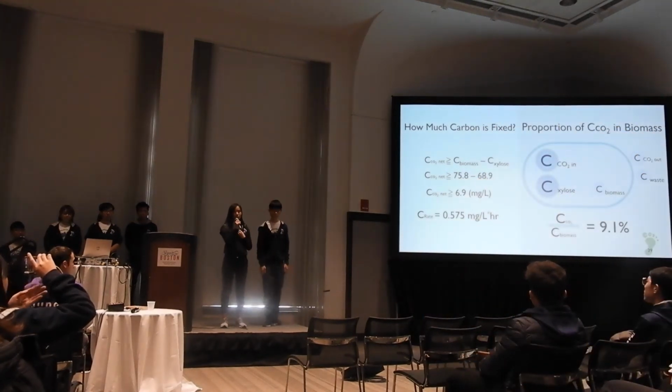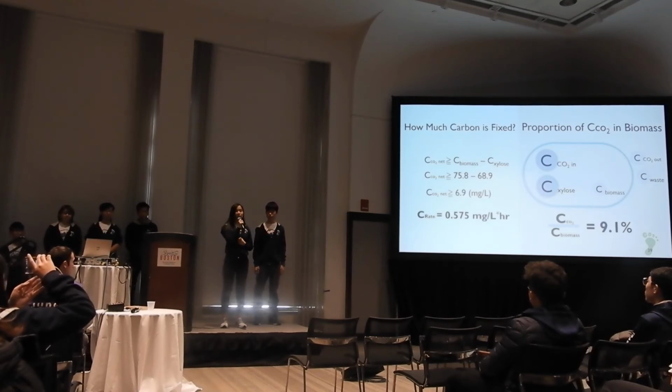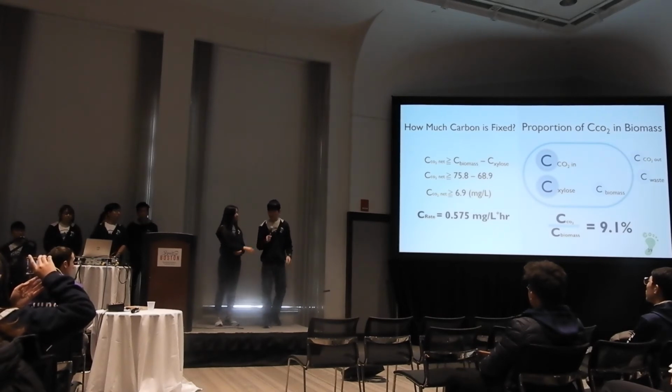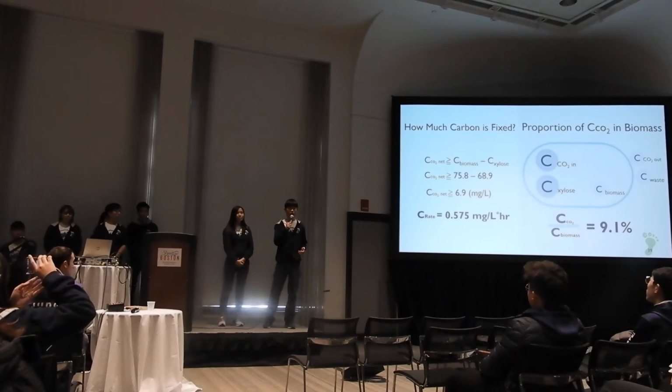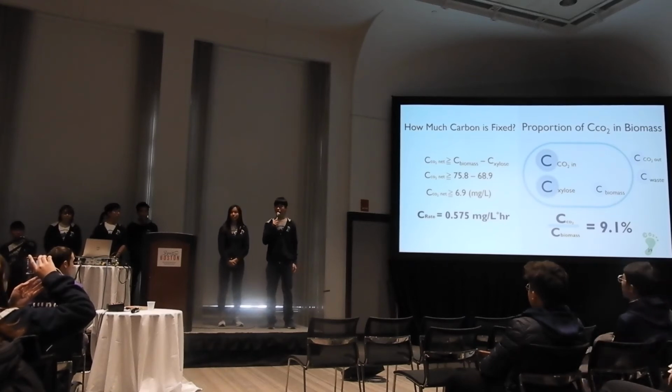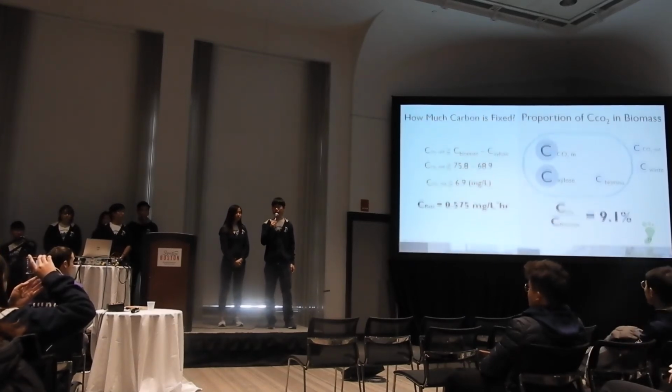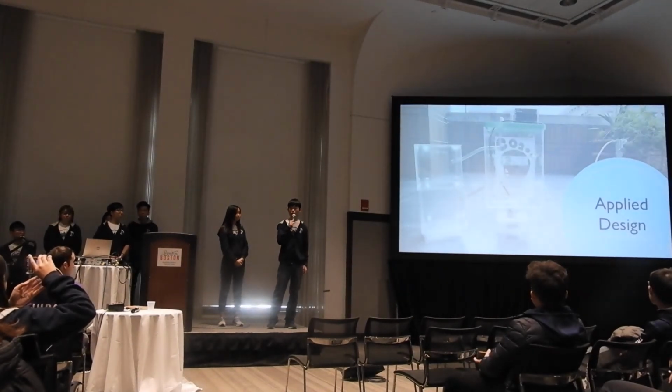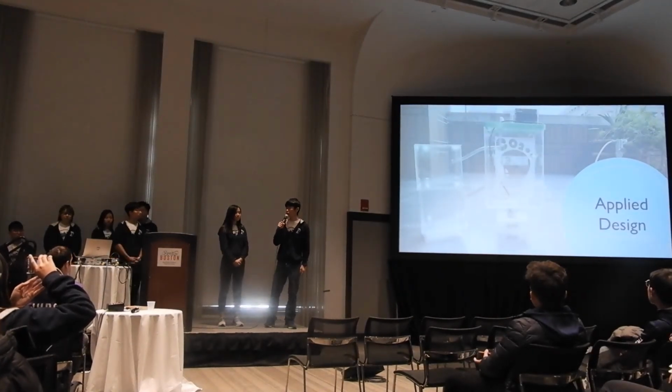Based on our experiment result, we calculated that 1 liter of the engineered E. coli can fix about 0.57 milligram of carbon dioxide per hour. Also, about 9% of the carbon in the biomass comes from carbon dioxide. Now, we already have an E. coli that are capable to fix carbon, but how are we going to use it? In order to optimize our construct and apply it to industrial settings, our team has come up with a device and applied design. For the next part, I would like to invite Thomas and Judy to talk about it.